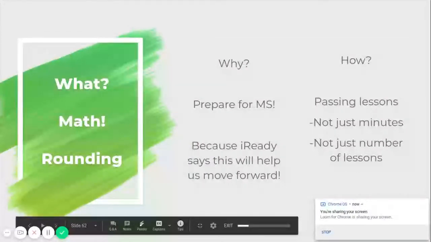Today, our what, why, and how. What are we doing? Well, we're doing math. We're focusing on rounding to prepare you all for middle school because iReady says so. No, just kidding. iReady says that this will help us move forward.